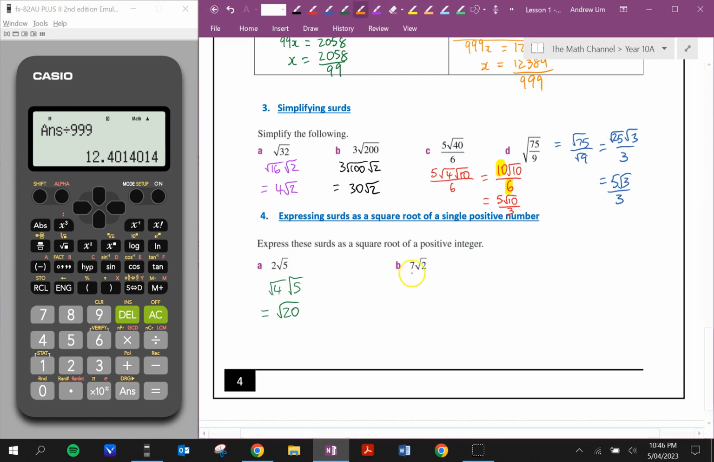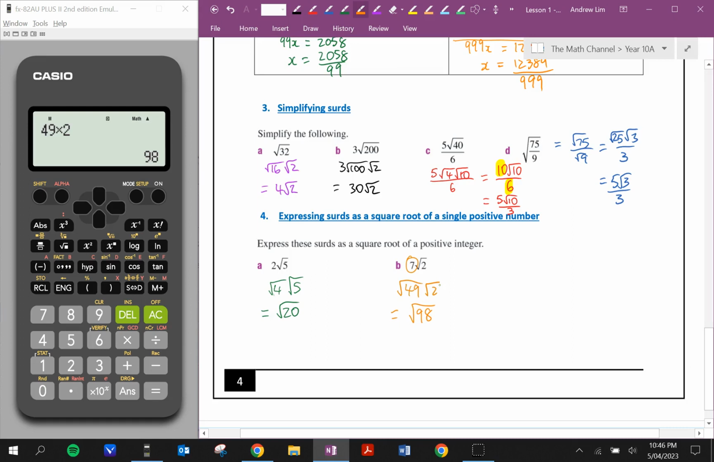Question B. 7 root 2. What are we going to do to that 7? Well, 7 squared is 49. So the square root of 49 is 7. Times it by root 2, because that's what it says here. Well, 49 times 2 is 98. So we've got the square root of 98. And that's it for this lesson.